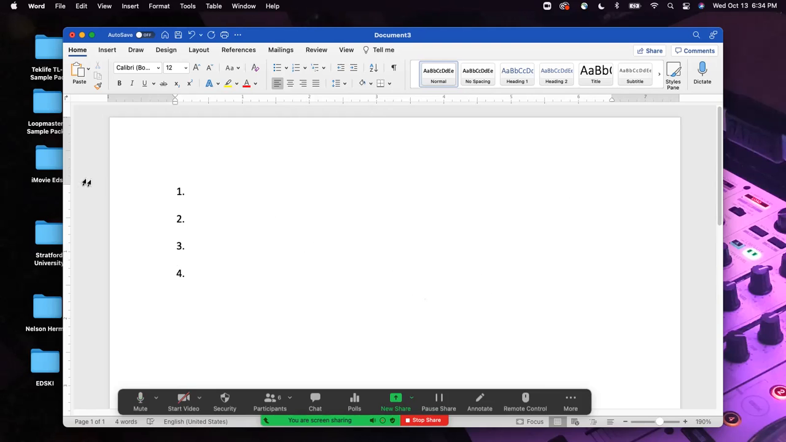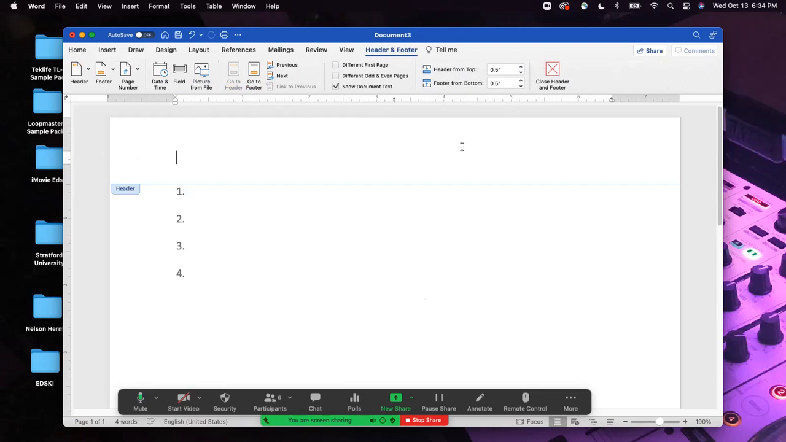The best bet is, see where it's gray up here, right? I started typing here, but there's this gray area right here. Double click on that and it'll open up your header. So you can put your name up here, what the assignment is, and for this one it's lesson 1, case study, and the date.